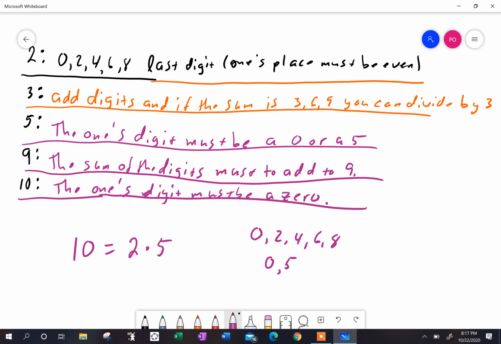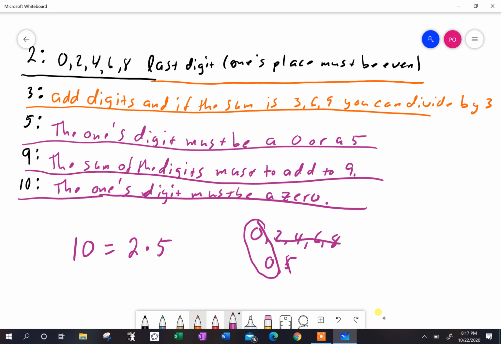Well, here's the problem. If it ends in a 2, you can't divide it by 5. And if it ends in a 4, you can't divide it by 5. If it ends in a 5, you can't divide it by 2. So the only number that overlaps is the 0. So that's why for 10, the last digit has to be a 0.